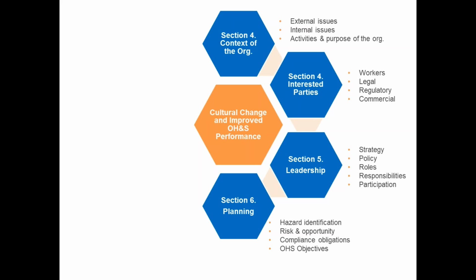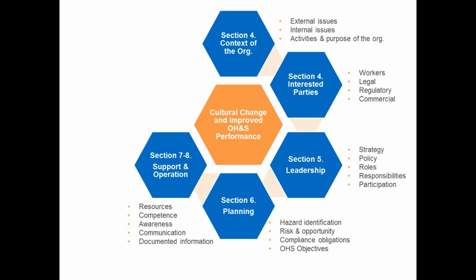We then go into section 5, the leadership, which looks at the strategy, the policy, the roles and responsibilities. Another enhanced requirement there is the participation of workers within the management system requirements. Section 6 is hazard identification for risk and opportunities, looking at compliance obligations, occupational health and safety objectives, and planning to meet those objectives.